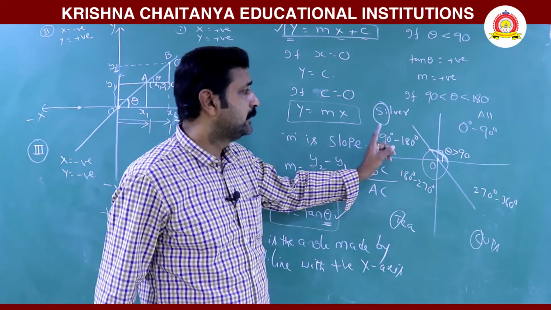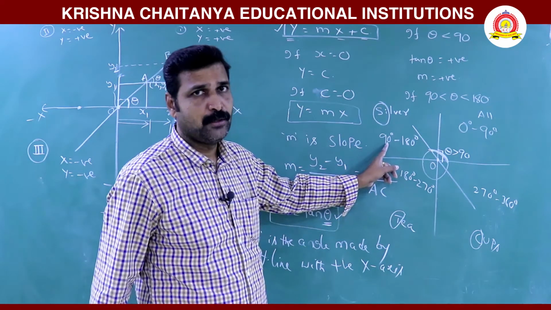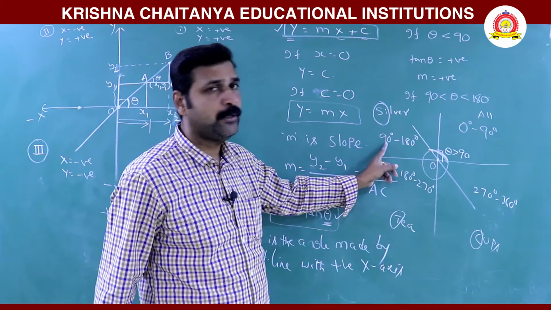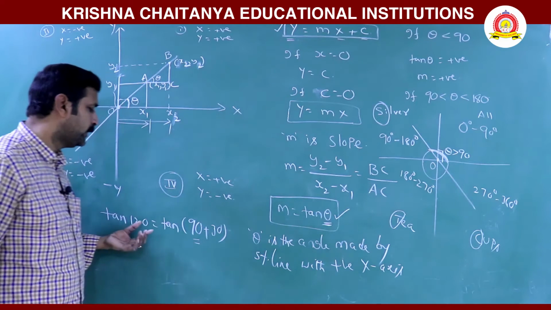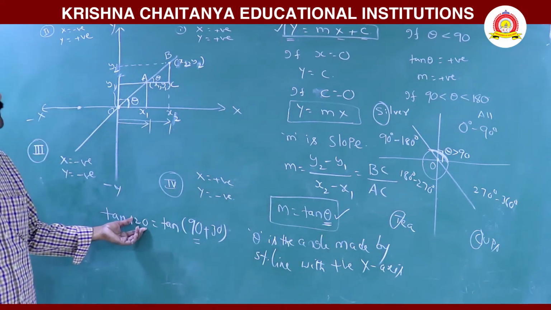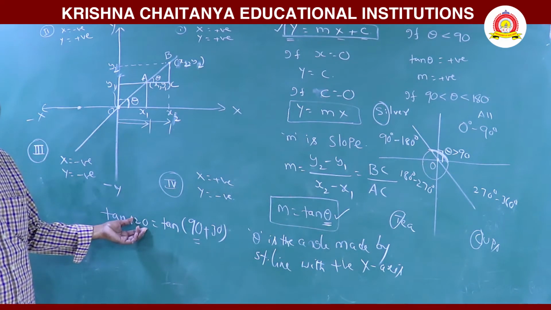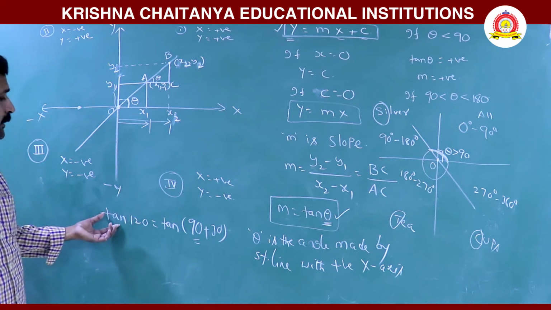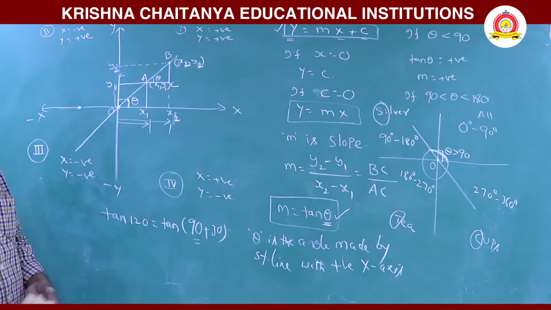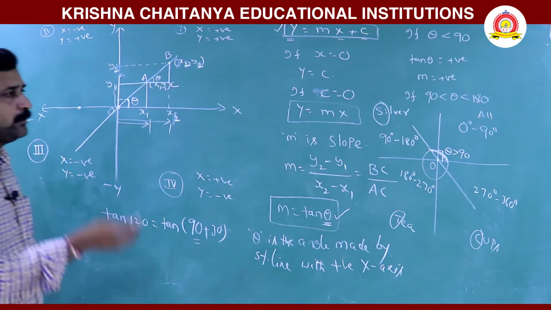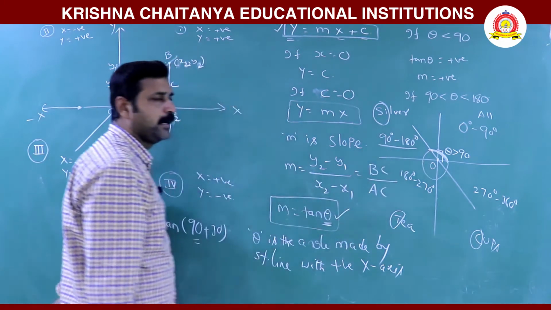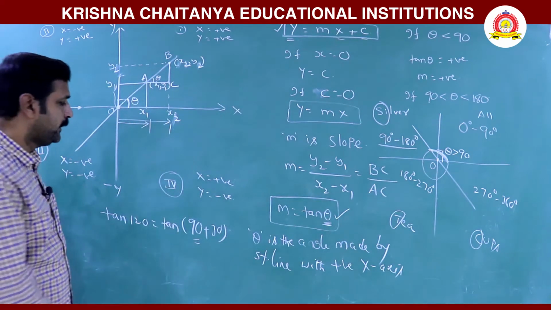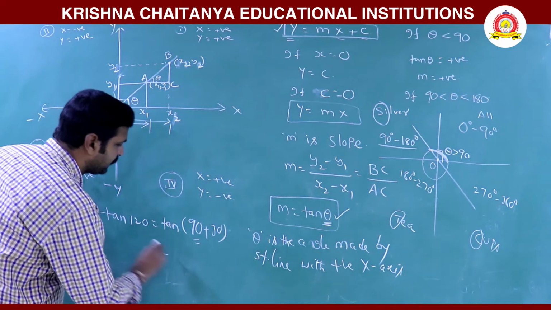Now here this is the second quadrant, where the angles lie from 90 to 180. Here our angle is 120, which is in the second quadrant. In the second quadrant tangent is negative. So tan of 90 to 180 are all negative values. So here tan 120 is also negative.